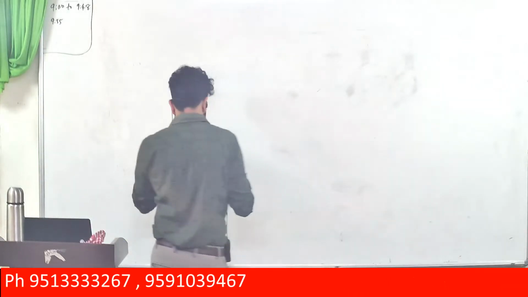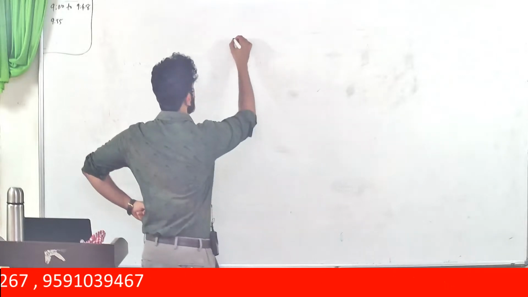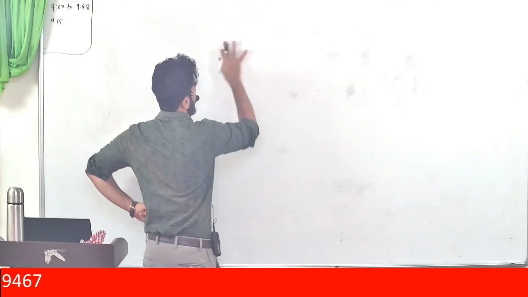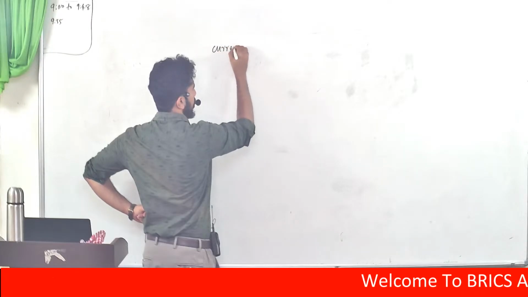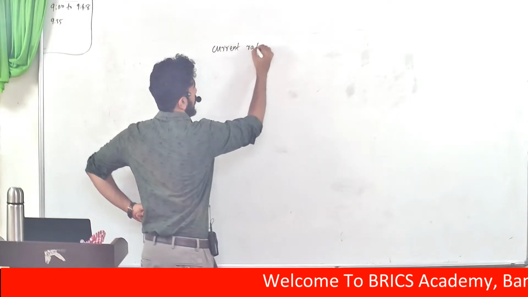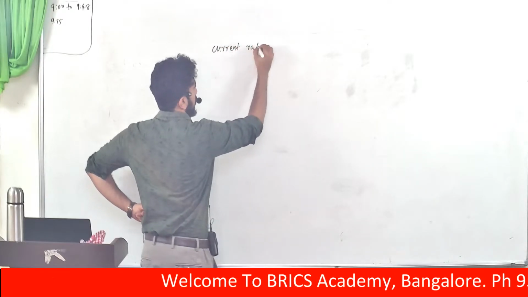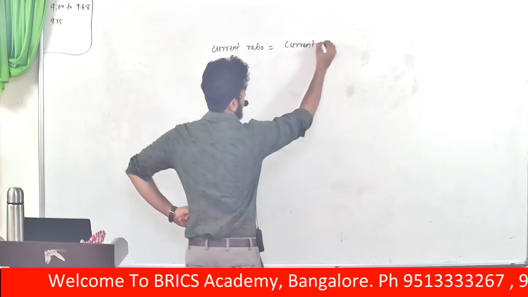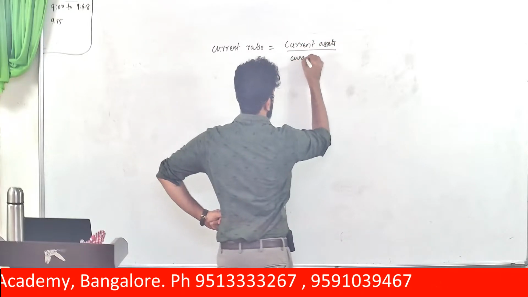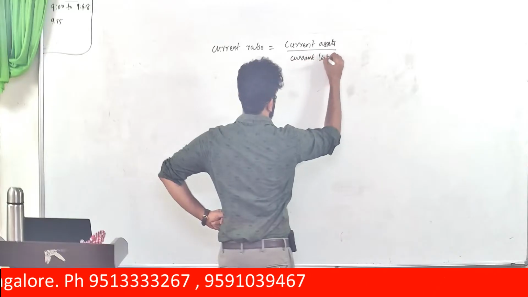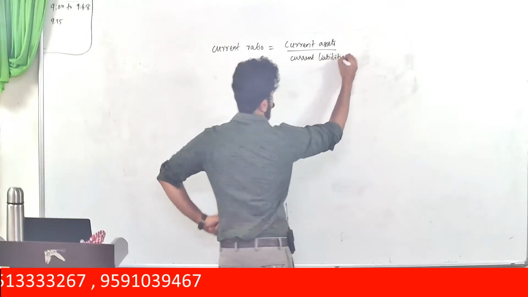In that, the first ratio, guys, is the current ratio. First one, current ratio. For every ratio, please put it in a bracket. Okay, current ratio. Current ratio is equal to what? Current assets divided by current liabilities.